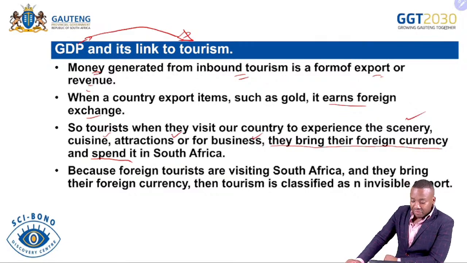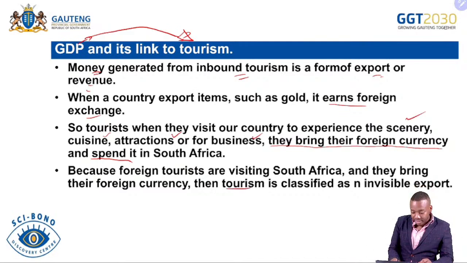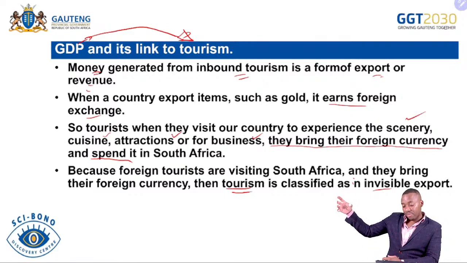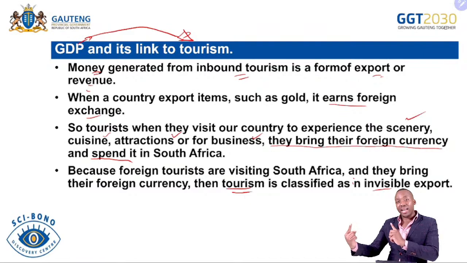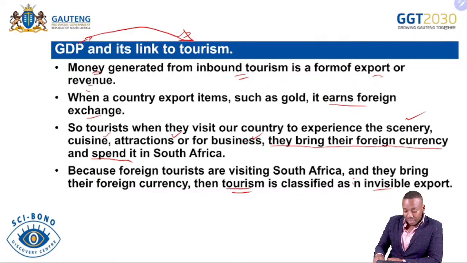Because foreign tourists are visiting South Africa and they bring their foreign currency, then tourism is then classified as an invisible export, right? They come from where they come from, they need what? Our local currency. So that trade, that exchange that happens, right? This is whereby now tourism becomes what? An invisible what? Export. Above all, remember what I said. We said we want those people to come here, gather here above all, and do what? And spend their money.